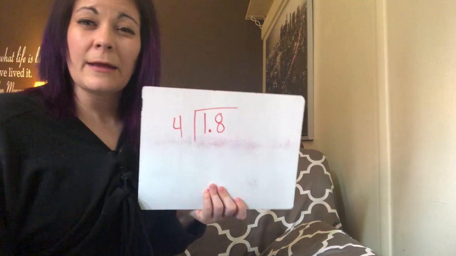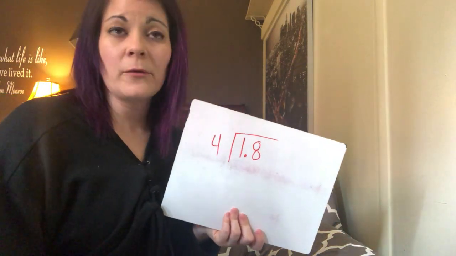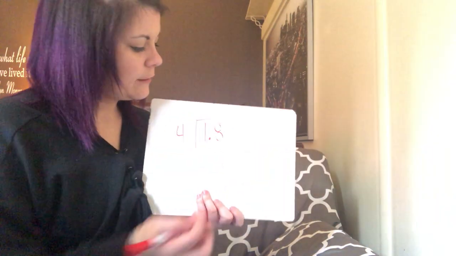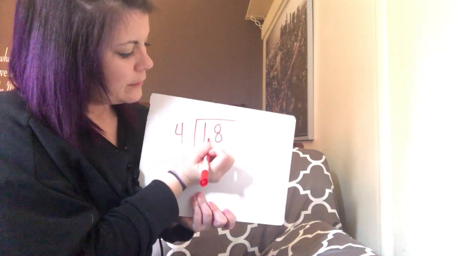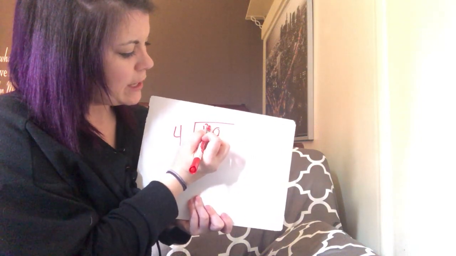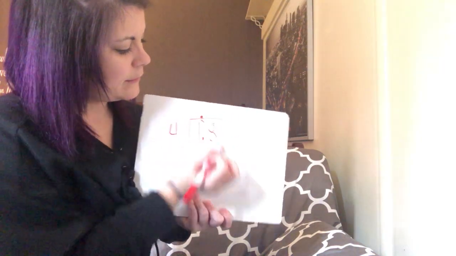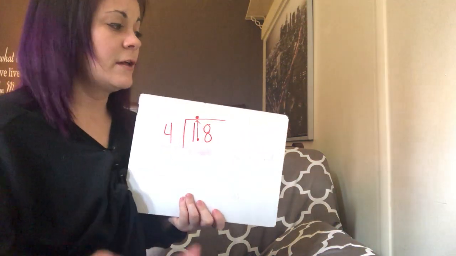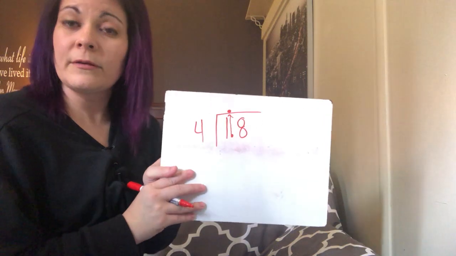Let's do 1.8 divided by 4. It's going to have the exact same steps as when dividing by whole numbers. The only thing different is we have to bring up the decimal. So you bring the decimal straight up. It's in between the 1 and the 8, so it stays between the 1 and the 8. And then you do those steps that I taught you in the division of whole numbers.